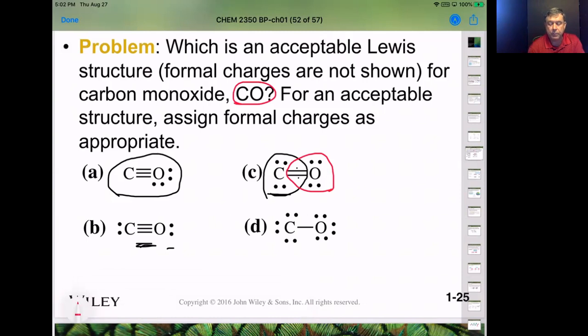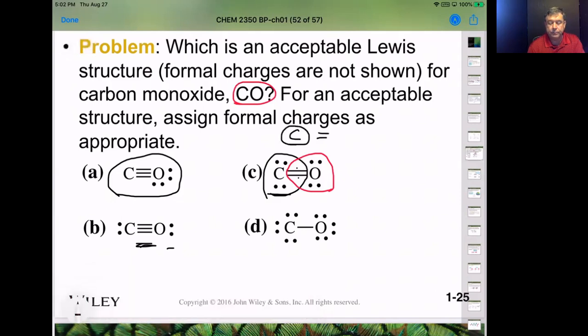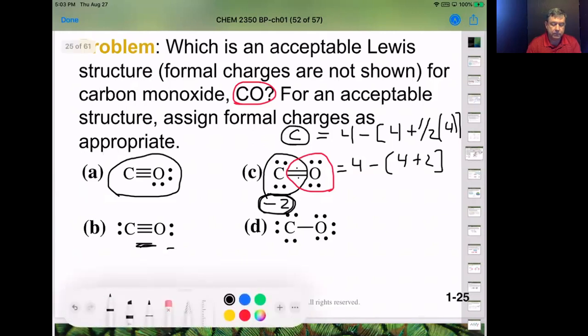Formal charge, let's do carbon first. We had 4 valence electrons, minus the 4 electrons that are in lone pairs, and then we add 1/2 of the bonded electrons, which is 4. That makes 4 plus 2 inside the bracket, so the formal charge on carbon in this is -2. Ooh, that's kind of weird. Well, let's see if it balances out.